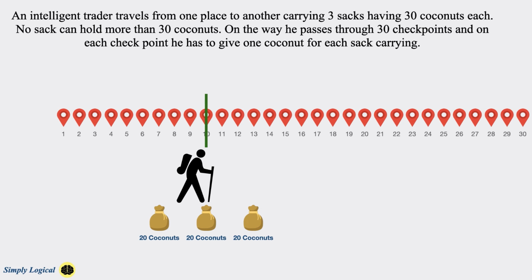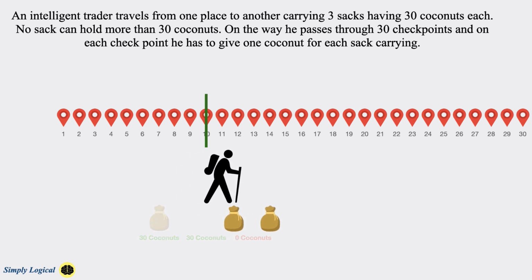The trick to save coconuts lies at this point. At this point, what the trader does is, he distributes all coconuts from one sack into the other 2 sacks, leaving 2 sacks each filled with 30 coconuts, and 1 sack will be empty at this point. From here, at each checkpoint, the trader has to give only 2 coconuts because there are only 2 sacks left.